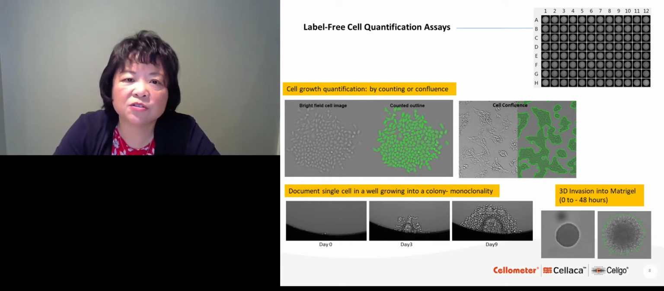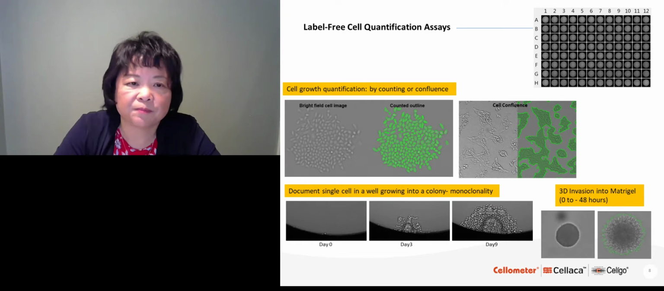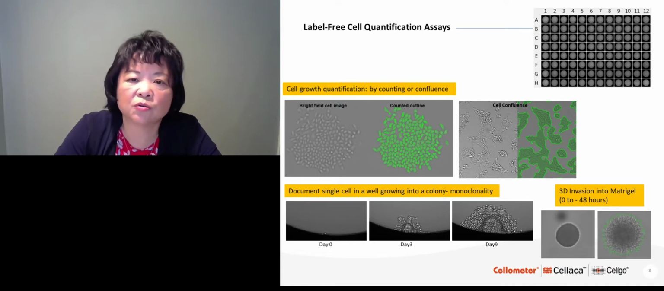Next, we go into quantification using bright field images, doing it in a label-free manner. It depends on your cell. There are different image analysis methodologies. On the upper left, we provide cell counting for cells that have distinct membranes. When the cells grow in clumps or colonies, we use confluence, which is a measure of the area occupied by the cells compared to the total well area.